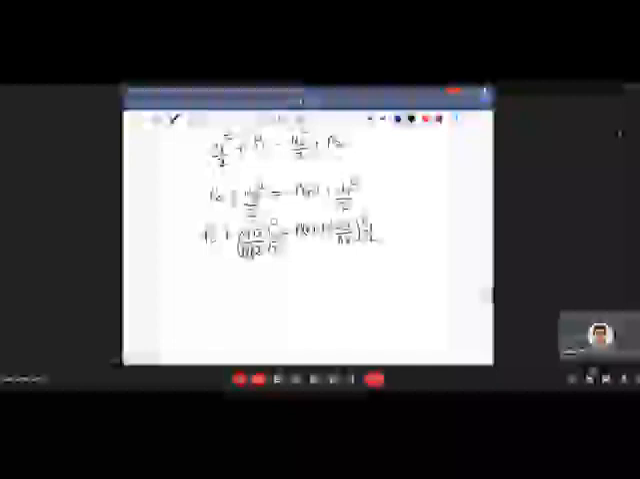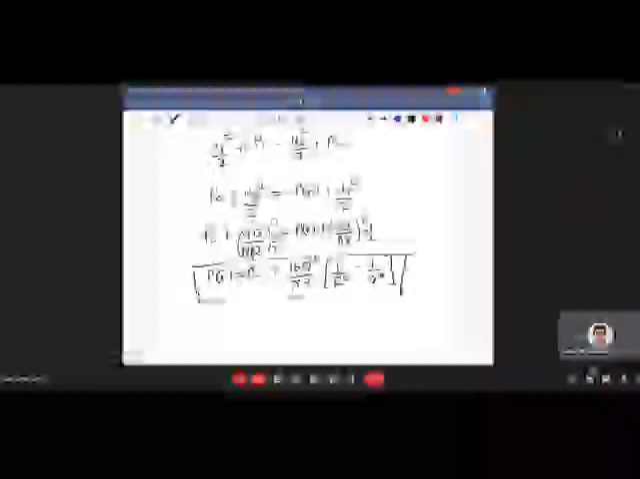Therefore we can rewrite this equation as p of r is equal to p naught plus 16q square by pi square into 1 by capital R square minus 1 by small r square. And this is the final expression that we get.